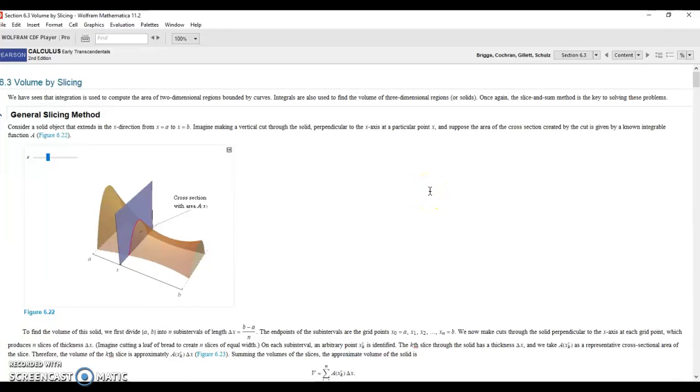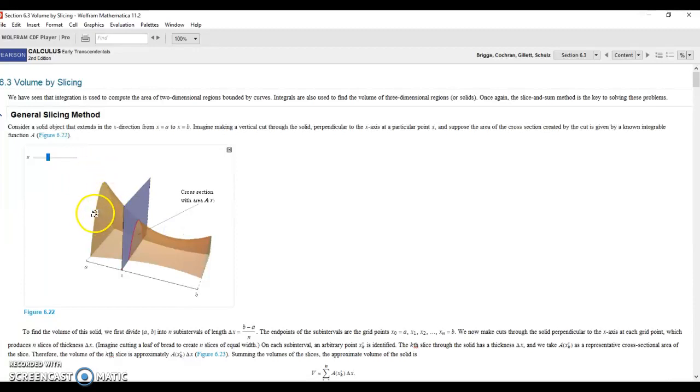Hello, today we are looking at volume by slicing in section 6.3. So if you remember back from Calc 1, you did area of regions. Well, this is a very similar argument. So basically what we're going to look at here is if you have a surface and you can divide it up in such a way that all the cross sections are basically the same shape. So this happens with some surfaces and doesn't happen with others.